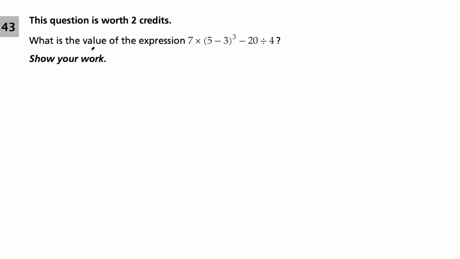So question 43, we want to find the value of this expression here. We need to know order of operations. We're going to be using PEMDAS. Remember, please excuse my dear Aunt Sally.